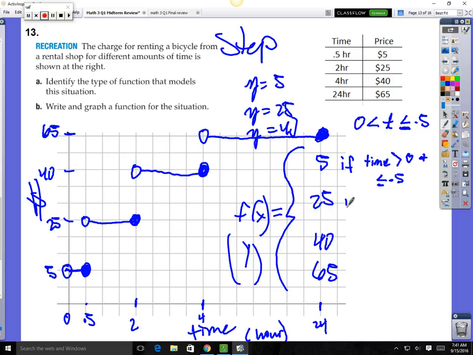Okay, 25. It's only 25 if the time is less than or equal to 2, but it's bigger than 0.5. And it's 40 if the time is less than or equal to 4, greater than 2. And it will equal 65 if the time is less than or equal to 24, greater than 4. So that's how you write it.